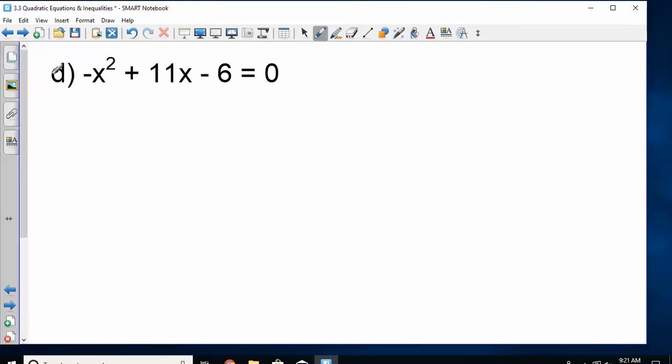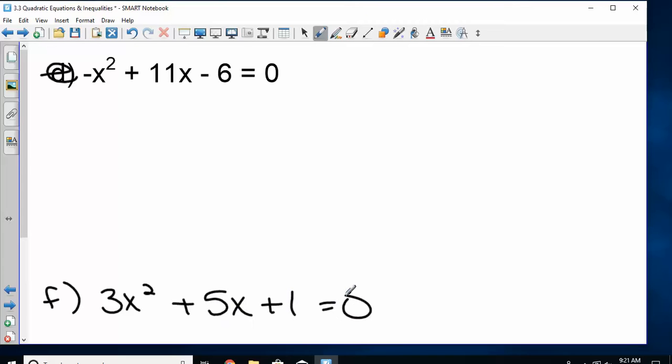Okay, I guess my lettering is off. This is really E. And I'm going to put another one up here. F is 3x squared plus 5x plus 1. Okay, so try these.